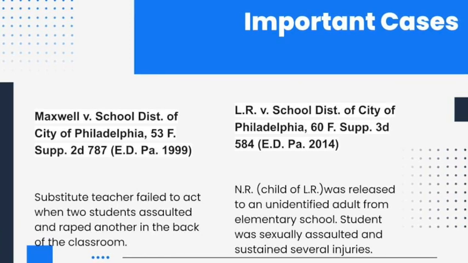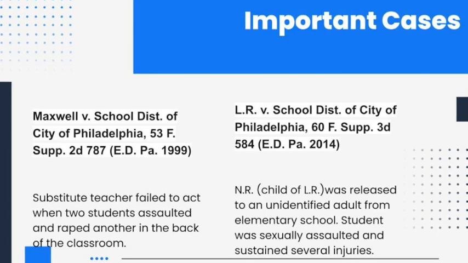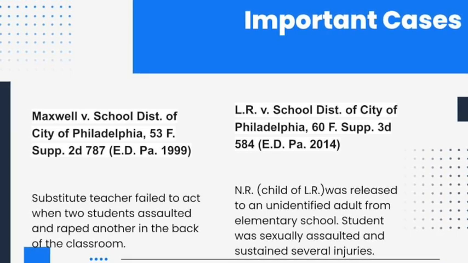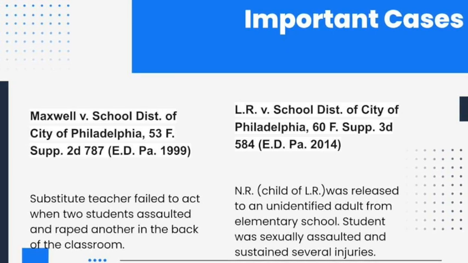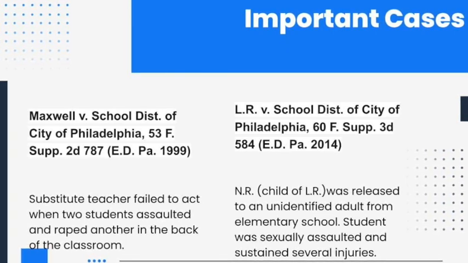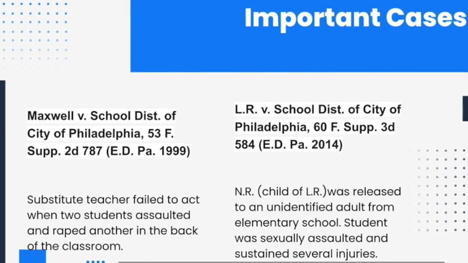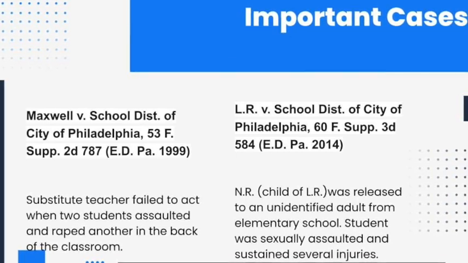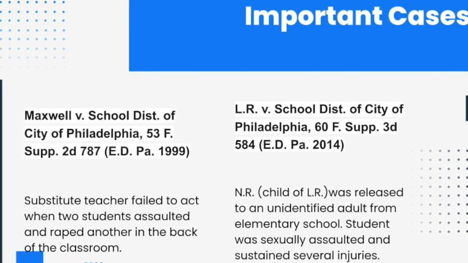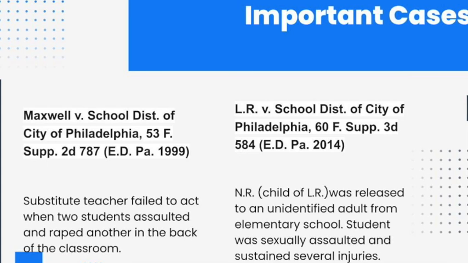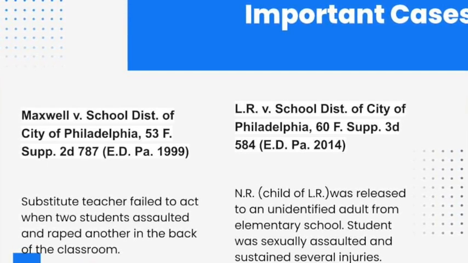In the first case here, Maxwell versus the School District of Philadelphia, the substitute teacher failed to act when two students assaulted and raped another in the back of the classroom. The courts found this to be willful act of neglect because not only was the sub, but the district, because Maxwell was placed in the same room as one of the defendants even after several years of complaints of harm between the students.